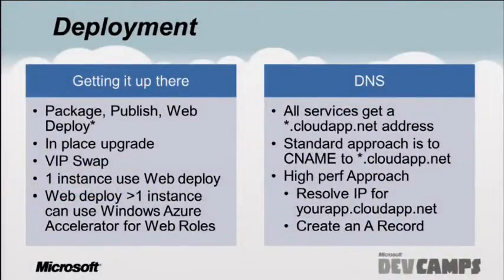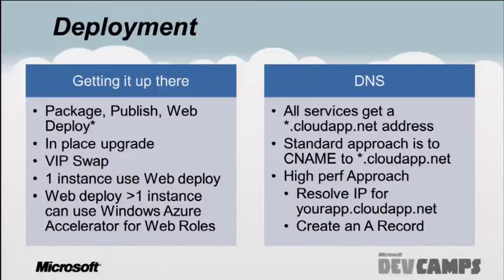There's multiple ways to get your content up there and keep it up to date. James showed you how to package a website, generate that package, and upload it through the portal. But you can also publish it directly through Visual Studio. So those of you that are developing and wanting to just publish to the cloud, you can just right-click, publish, and push it up. You can also utilize Web Deploy to push up your changes fast.